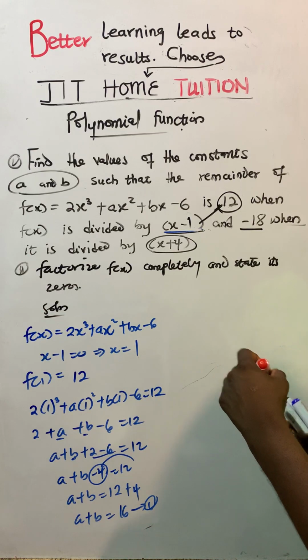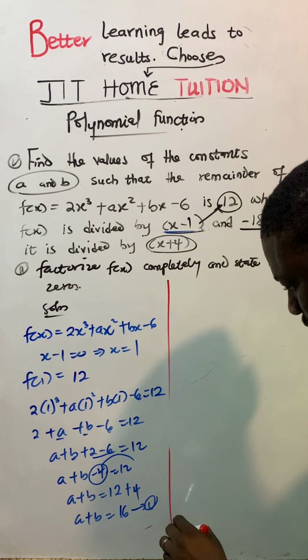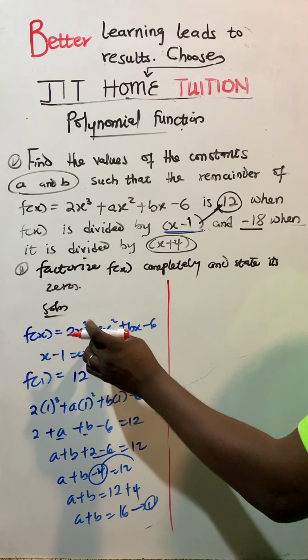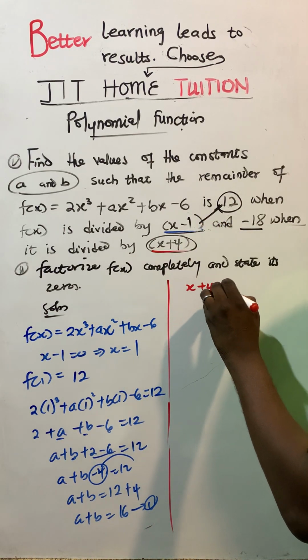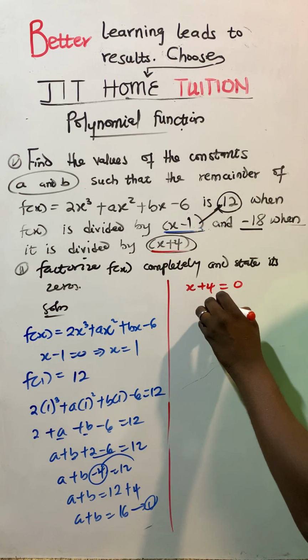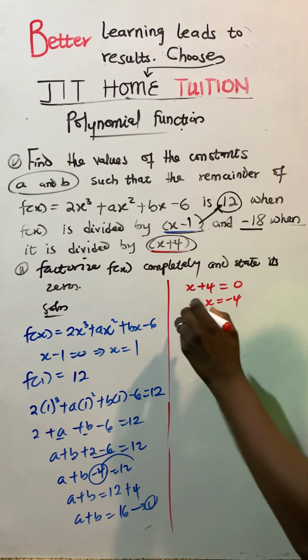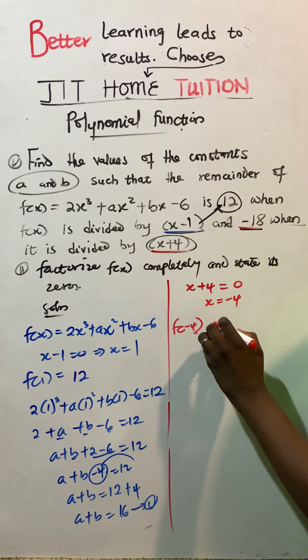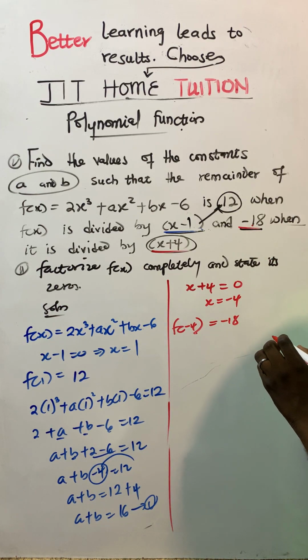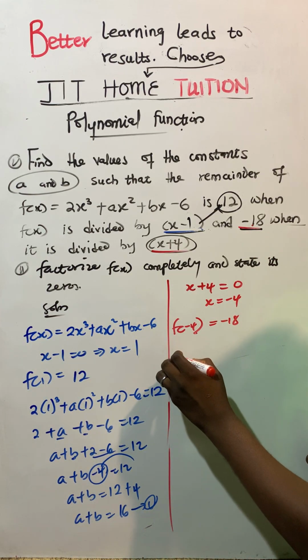Now let me use a different marker for this side. With the same thing, you come to this one, which is x plus 4 equal to 0. x will give you negative 4. So f of negative 4, I'm saying that the remainder is what? Negative 18. So you are going to put it in here.